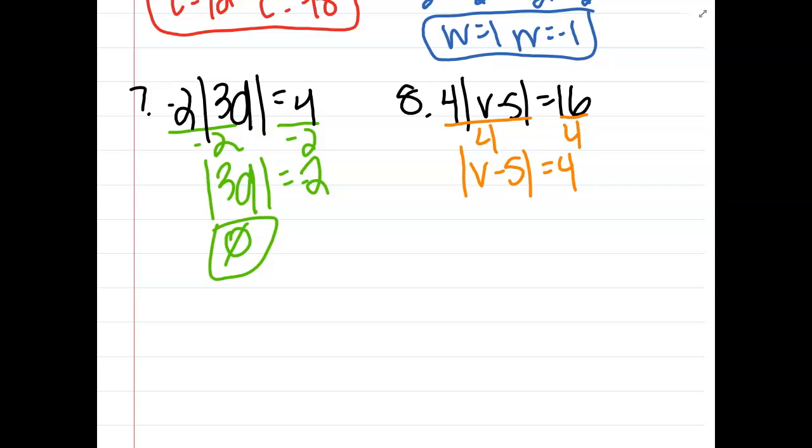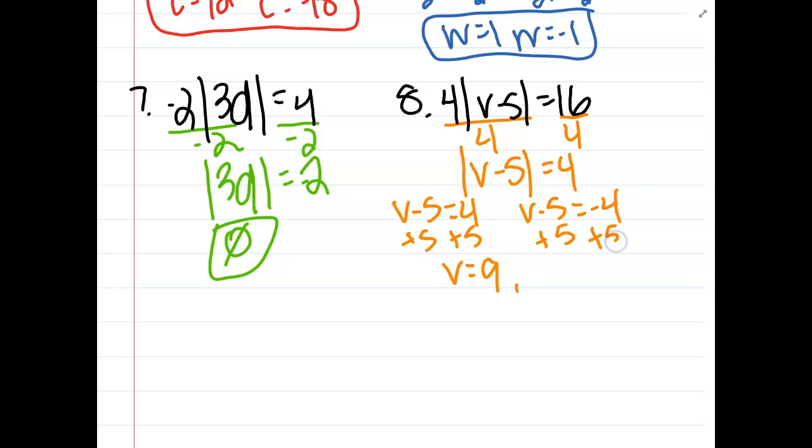Okay, something has an absolute value of 4. Well, what numbers are 4 steps away from 0? So this could be 4, or it could be negative 4. V minus 5 could equal 4, and v minus 5 could equal negative 4. Now, okay, now I can add 5 because it's v minus 5. It's not the absolute value of v minus 5. Now it's just v minus 5. Now I can solve that and get v equals 9, add 5 over here, get v equals 1.